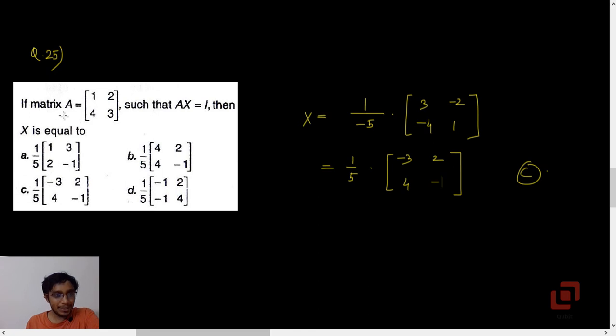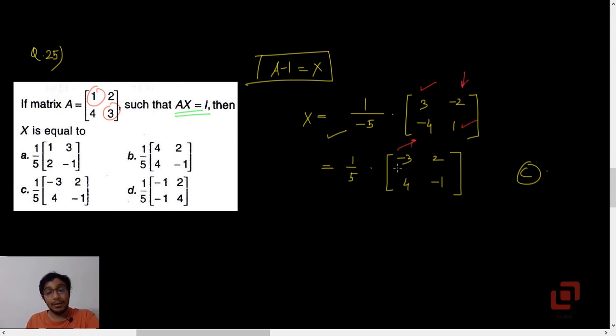25, simple. If matrix A is 1, 2, 4, 3 such that AX equal to I, then X is equal to, clearly it is the inverse. Use the formula 1 upon the determinant, 3 minus 8, minus 5, into, now you just change the positions of 1 and 3 and change the signs of 2 and 4. See, but you will not find any option with -5 outside, so just take that negative sign inside, so it will be -3, 2, option C. Okay, and 4, -1. Question 25, option C.